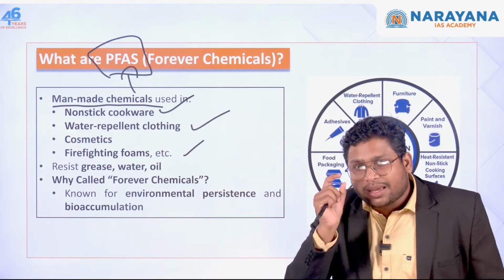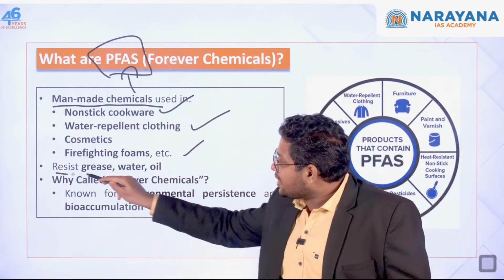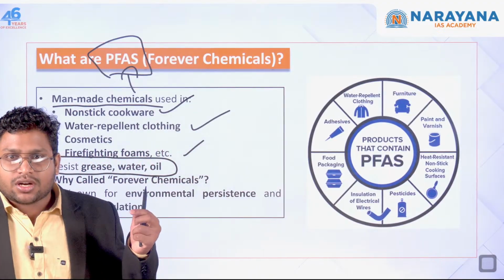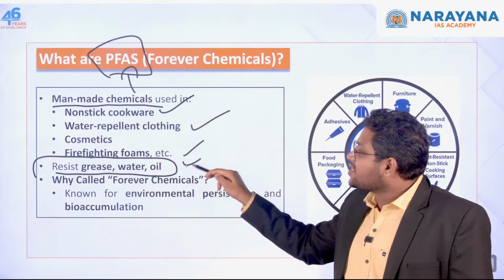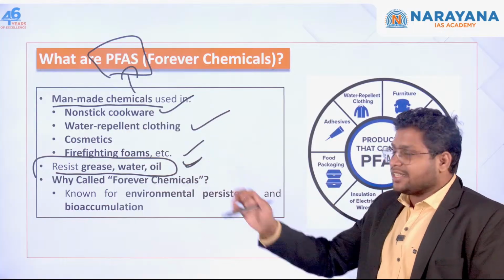Now these chemicals have some speciality. What they do is they resist grease, water or oil. So when we talk about non-stick cookware, it is going to repel all these things. That's why it has that ability. So we need those chemicals in these materials.